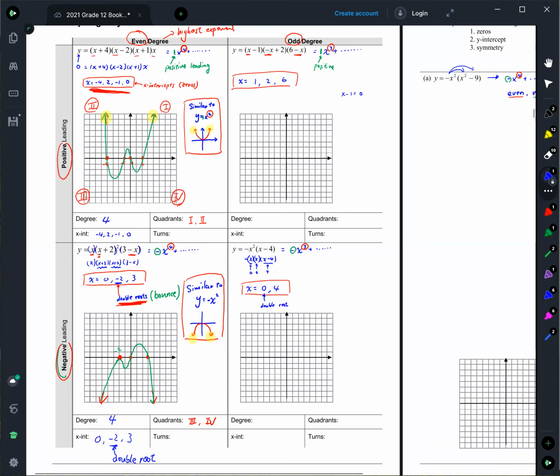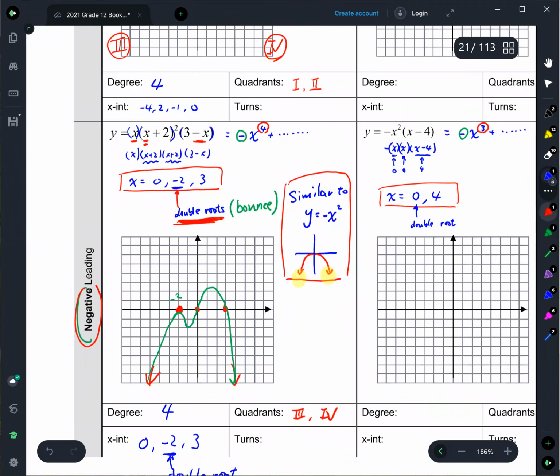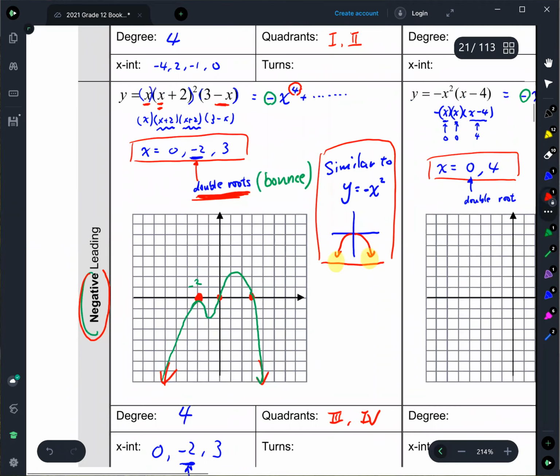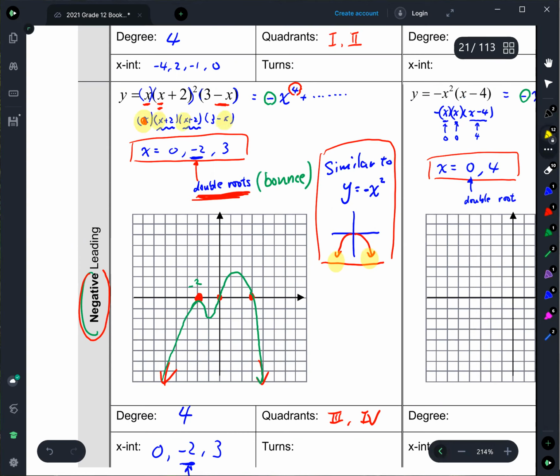Yeah, Susan. Why do we get a degree of 4? Oh, degree of 4 is for this one, is it? Okay. Well, just in general, depending on the question, you look at how many x's you have. For example, this one, let me highlight it. You have an x here, another x, another x, another x. So they all multiply together and give you x to the 4.